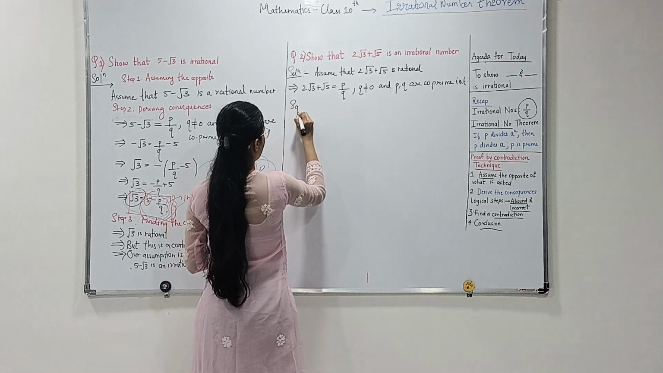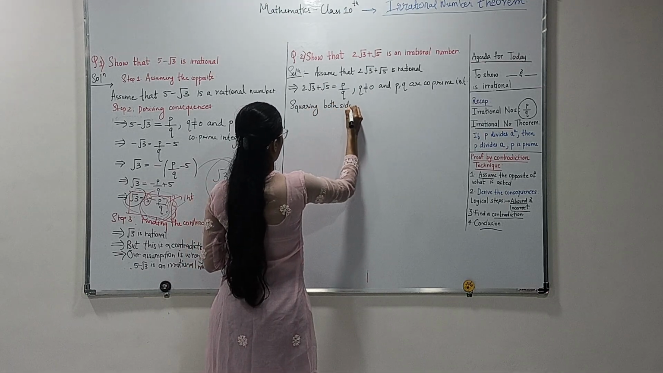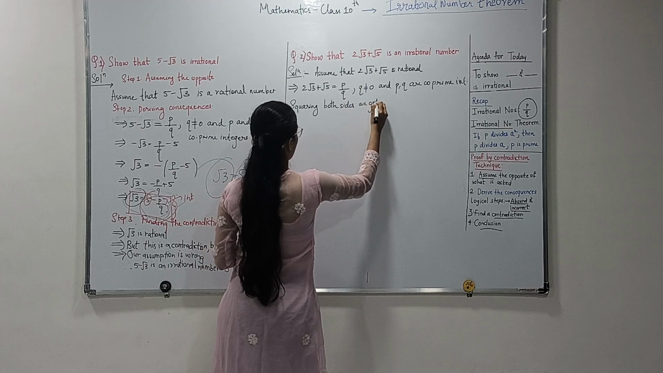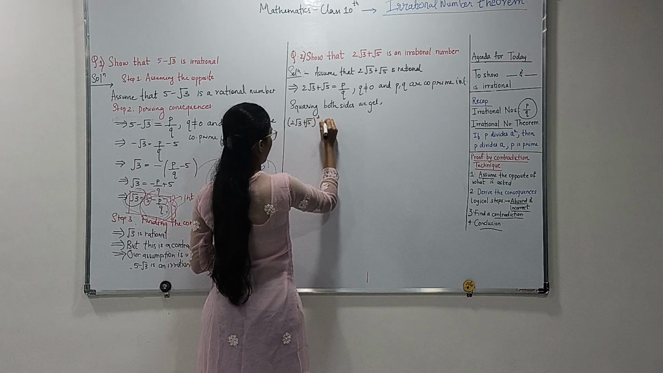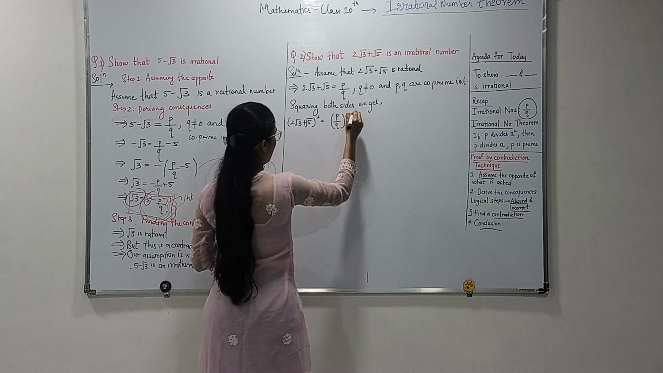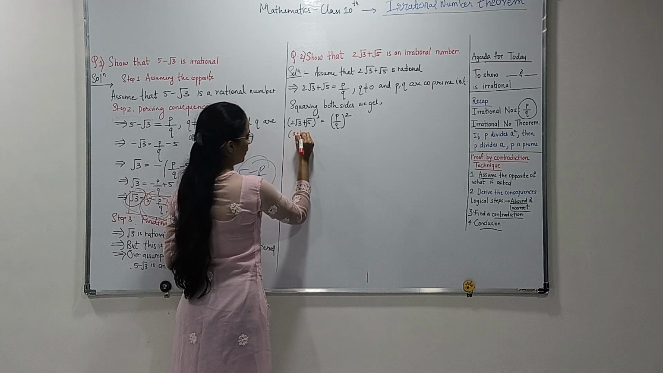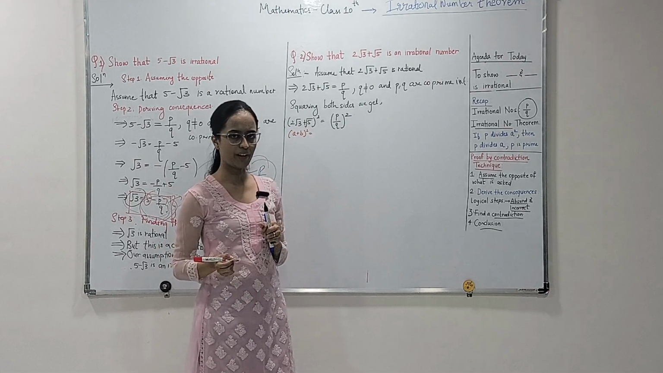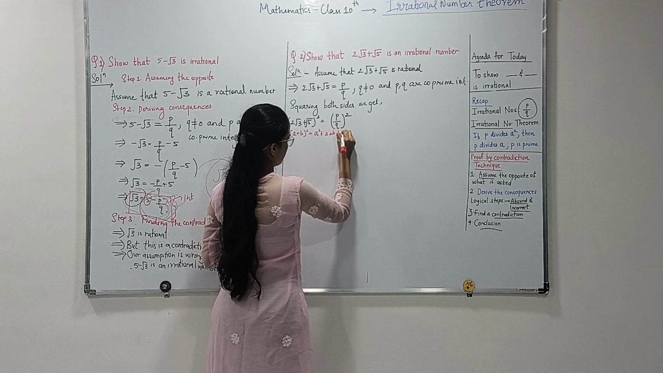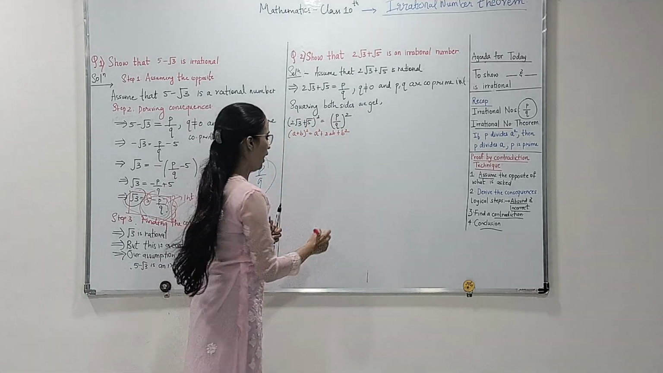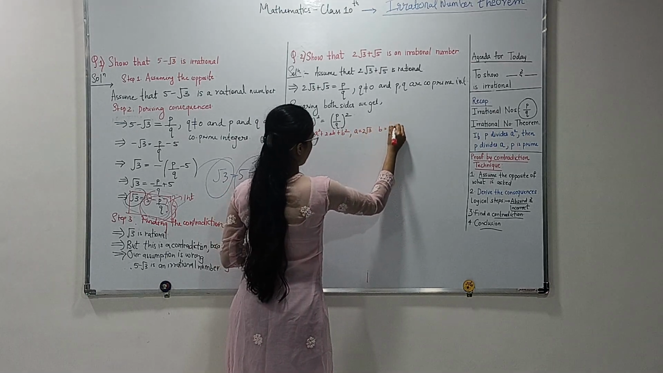So squaring both sides, we get 2 root 3 plus root 5 the whole square equals to p upon q the whole square. Now students, this is of the form a plus b the whole square, and we all know the expansion for this algebraic identity. It is a square plus 2ab plus b square. According to the given problem, our a is nothing but 2 root 3 and our b is root 5.